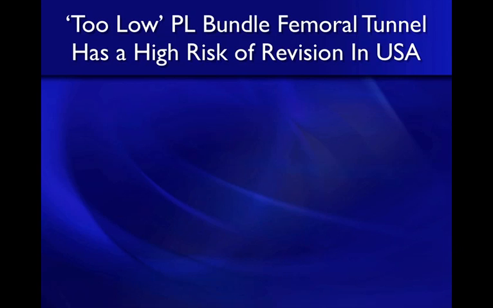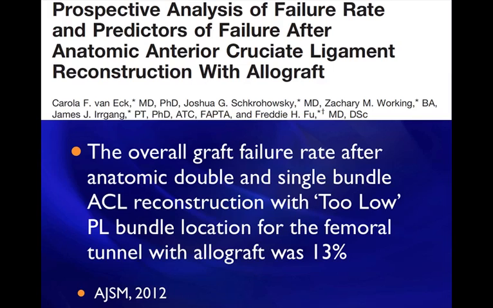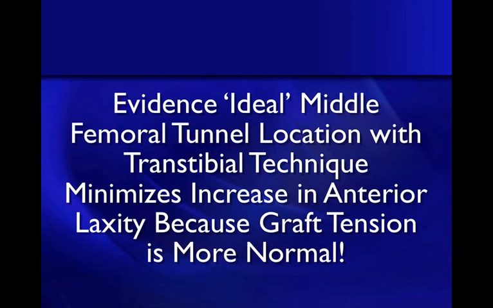The too low PL bundle femoral tunnel also has a high risk of revision here in the USA, and we're indebted to Dr. Fu and his colleagues for their prospective analysis of the failure rate and predictors of failure after ACL reconstruction with allograft, published in the Sports Journal this year. And they showed that the overall graft failure rate after anatomic double and single bundle ACL reconstruction with what we call the too low PL bundle location for the femoral tunnel with allograft was 13%, which seems quite high.